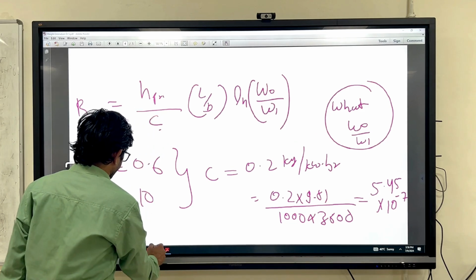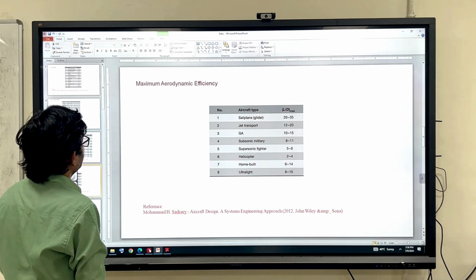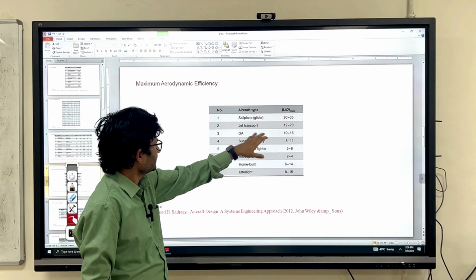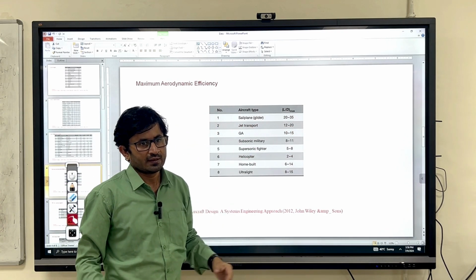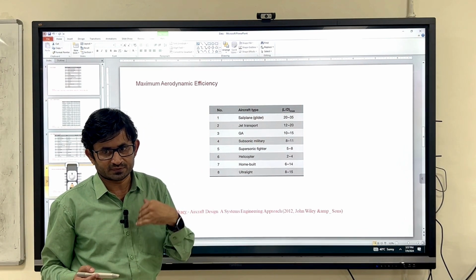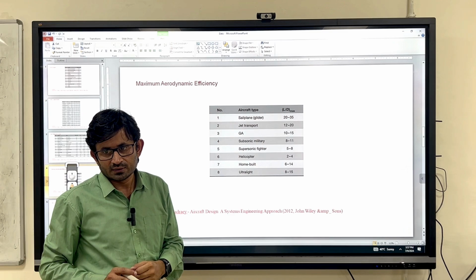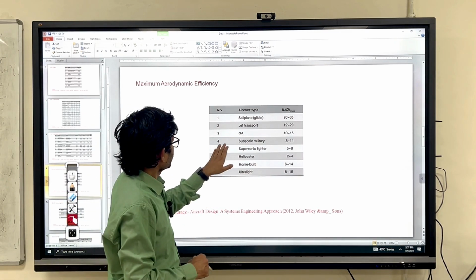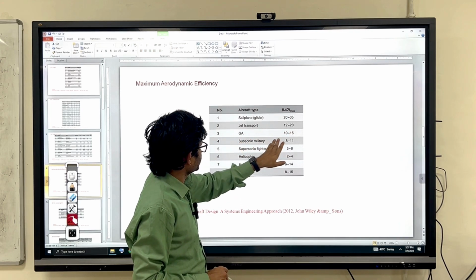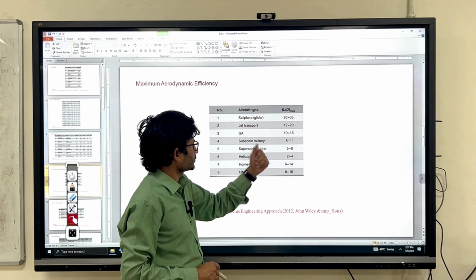Now I will give some feel for this L by D and specific fuel consumption, since we have discussed it here. This is the maximum aerodynamic efficiency, L by D max, listed here. Sailplane, 20 to 35. Whatever I am telling you about L by D and specific fuel consumption, we will study in detail in the aircraft performance part later in this course. In jet transport it is 12 to 20, general aviation 10 to 15, and helicopter is 2 to 4.